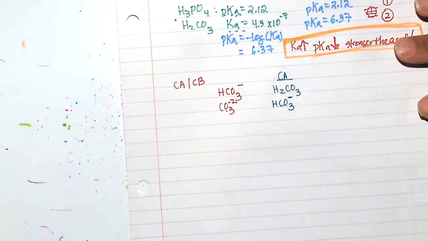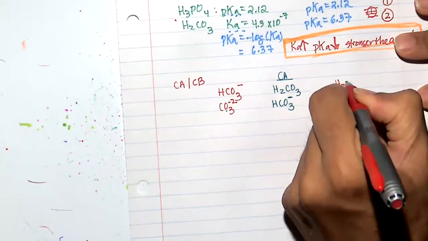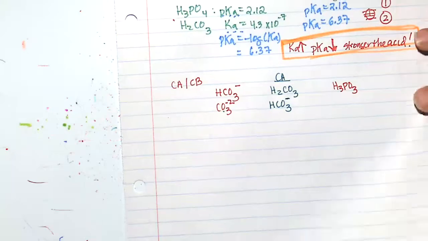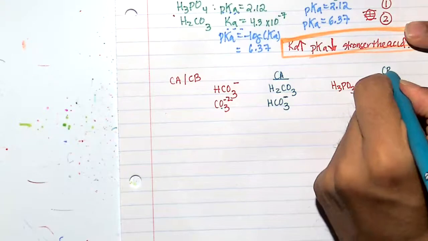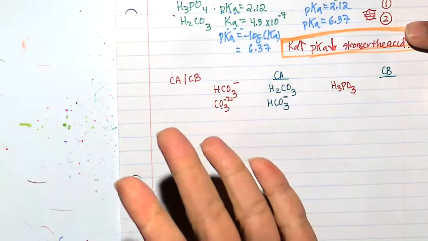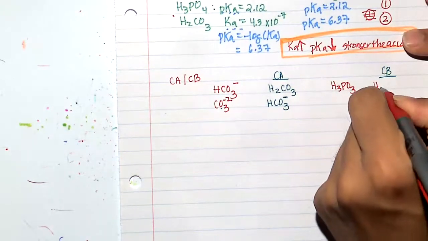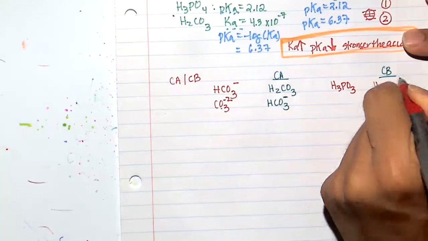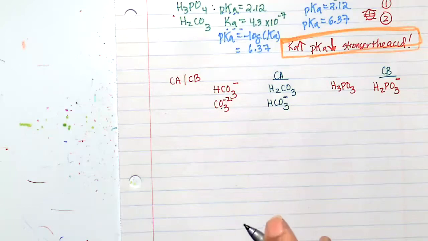How about if I tell you H3PO3, phosphorus acid? What would be its conjugate base? Not conjugate acid, but conjugate base. Here we don't add an H plus. Here we remove an H plus. So the conjugate base of this would be H2PO3, and then because you removed the H plus, it gets a minus. So conjugate acid, conjugate base pairs. Make sure you can identify them.